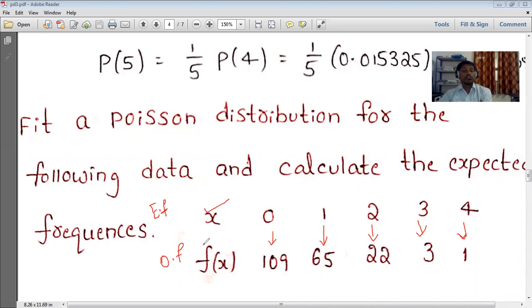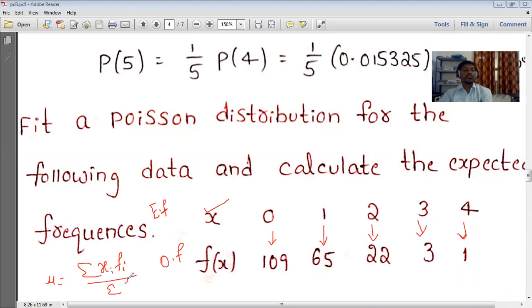Okay, so how to find that one? First we require the mean, same as in the binomial case. First we need to calculate mu. So mu is equal to summation xi into fi by summation fi.